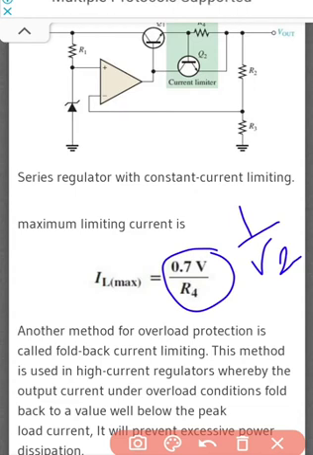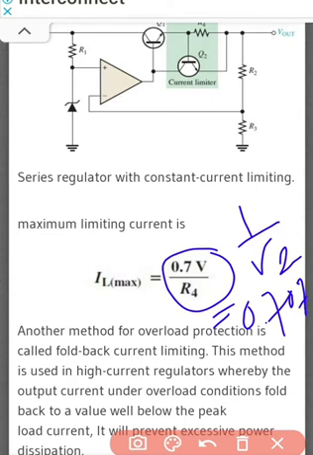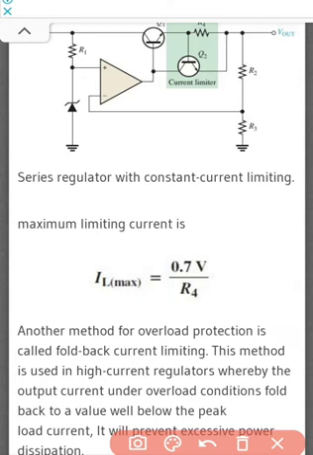You can arrive at this 0.7 volt by the 1 by root 2 factor, because when you divide 1 by root 2, whose value is 1.414, you will get 0.707, so we can easily write it as 0.7.